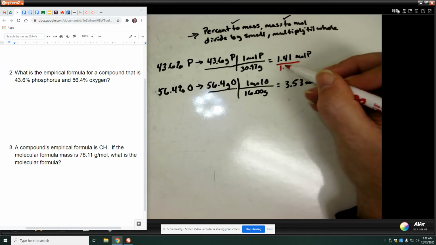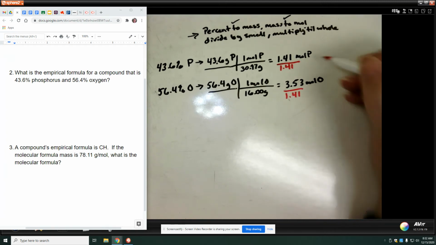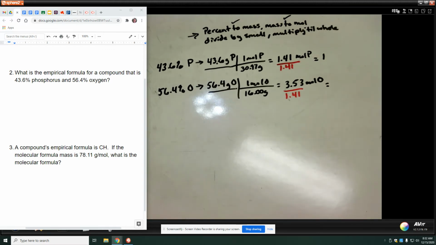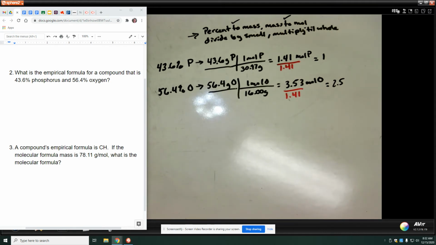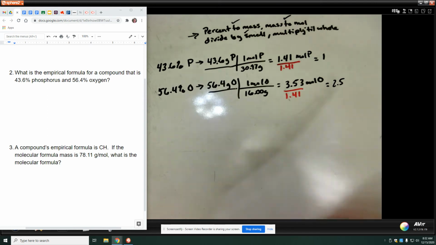So I'm going to divide all these numbers by that smallest number of moles. That's 1. And then 3.53 divided by 1.41 gives me 2.5. Empirical formula calculations have special rounding rules, and in a number like 2.5, you cannot round this to 3. What you have to do is this last part of the rhyme, which is multiply until you get a whole number. So 0.5 times 2 will give me a whole number.